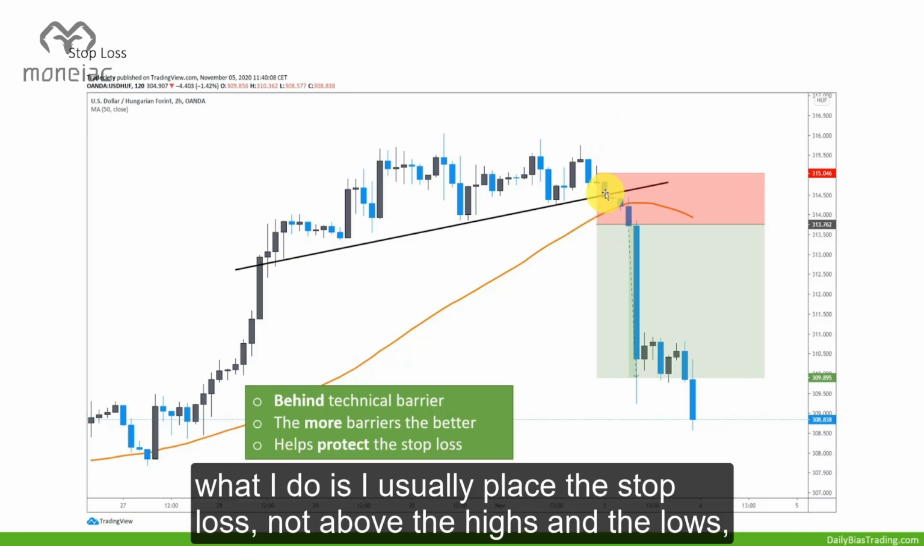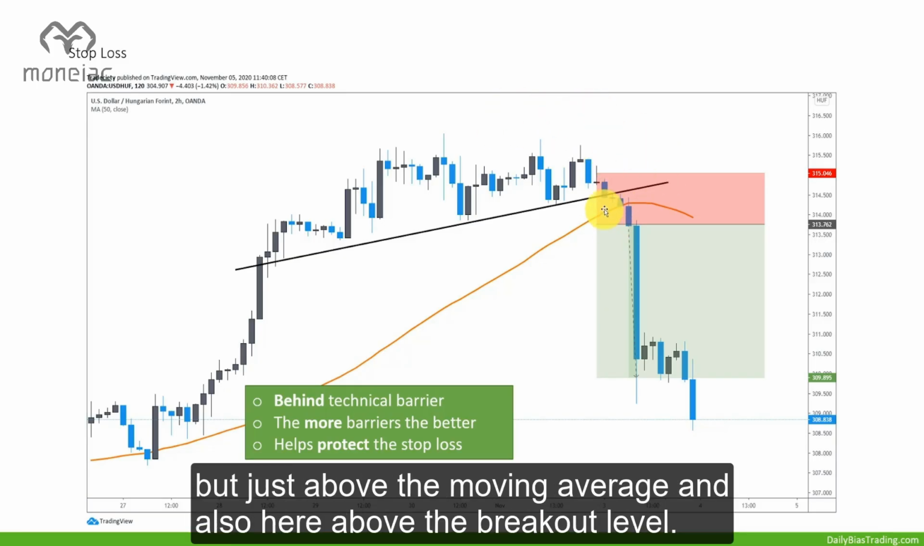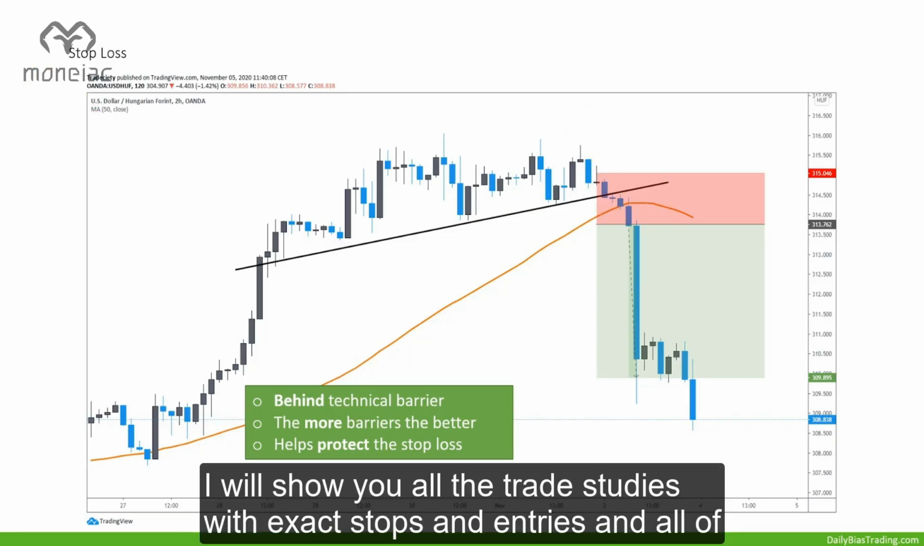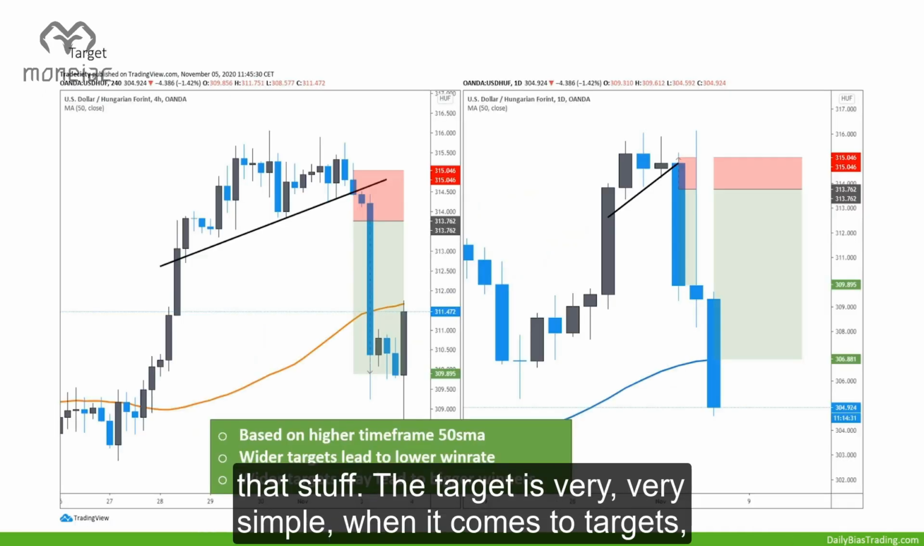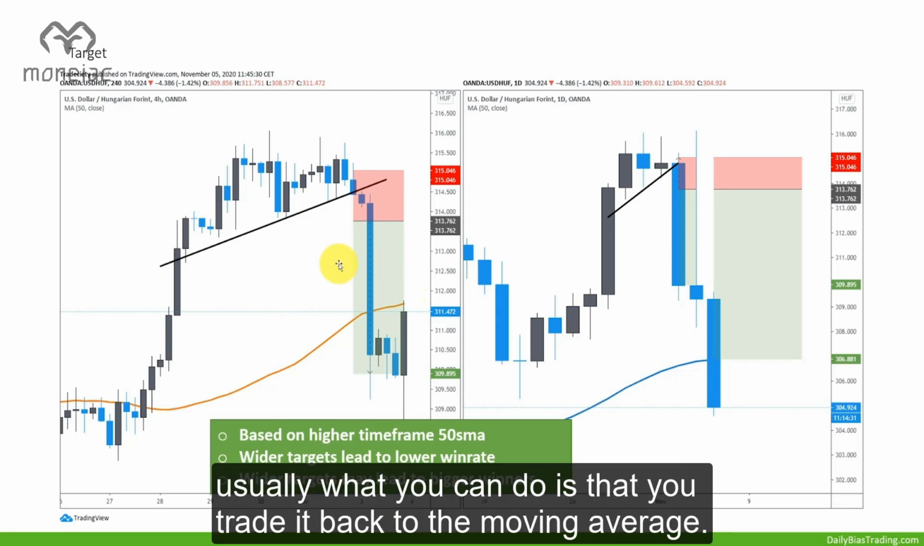In my trading, what I do is I usually place the stop loss not above the highs and the lows, but just above the moving average, and also here above the breakout level. And in the next videos, I will show you all the trade studies with exact stops and entries and all of that stuff. The target is very, very simple. When it comes to targets, usually what you can do is trade it back to the moving average.